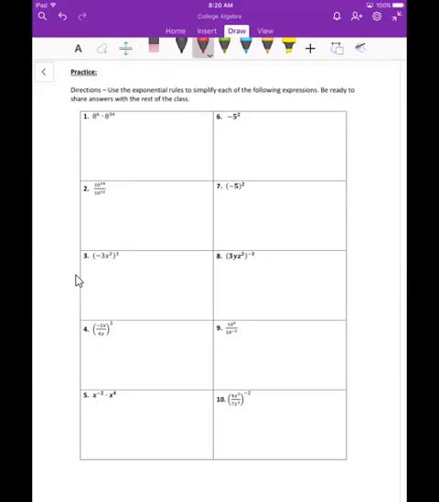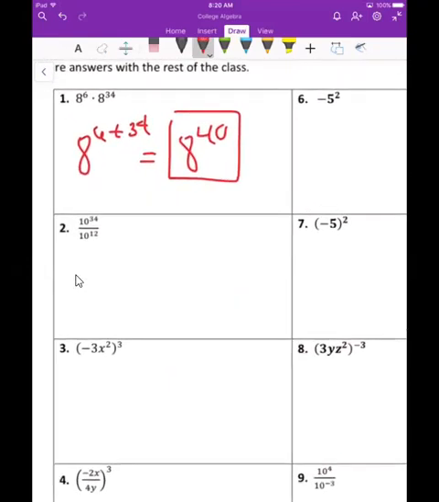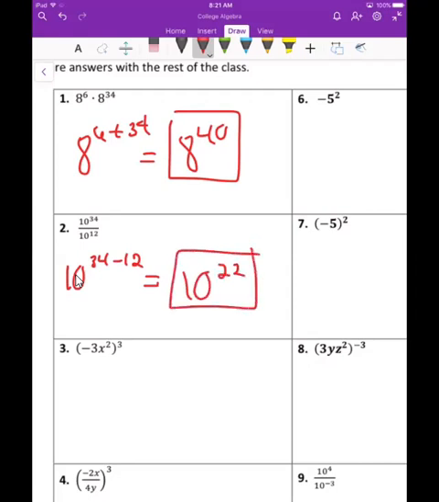On the first one here, we have a product rule. So you should be taking 8 to the 6th plus 34. And here you should have gotten 8 to the 40th power. Now, anytime you have some number that's so big, just go ahead and leave that exponential term with the big power. We want to use those exponents to summarize really big numbers. Now, if it's something like 8 squared or 8 cubed, you can go ahead and simplify that. Here on this next one, you should have taken 10 to the 34th minus 12 since we're dividing, and gotten 10 to the 22nd, which again, I would just leave as 10 to the 22nd.